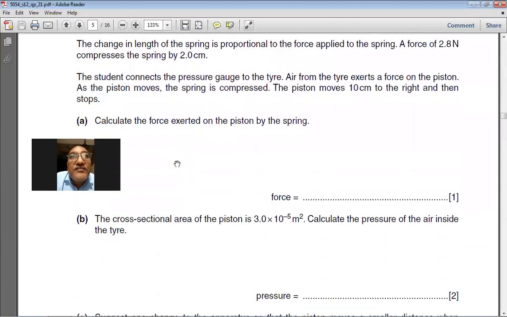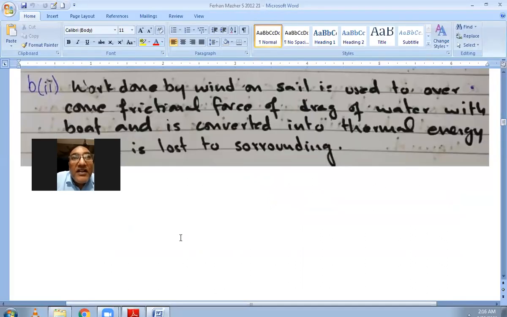You see, it's easy. When the force is 2.8 Newton, the spring moves 2.0 centimeter. If the spring has moved 10 centimeter, how much is the force? So the force and the distance moved by the spring, that piston, are directly proportional to each other. So you can use that directly proportional relation and find the force which was applied. I've done this on a paper. Let me show you my working.